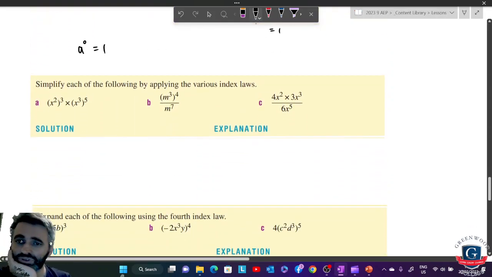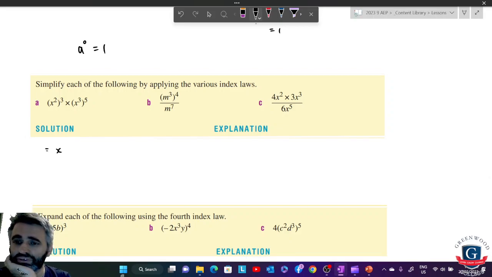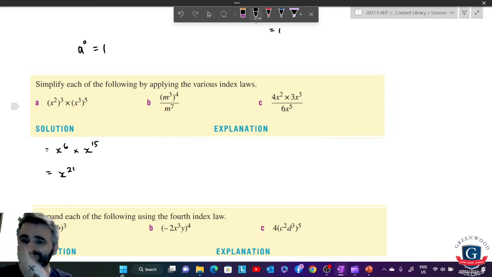Right, let's do some combination stuff. So this would be x to the power of 6 times x to the power of 15. Add them together: x to the power of 21. Then m to the power of 12 divided by m to the power of 7, which is simply m to the power of 5.